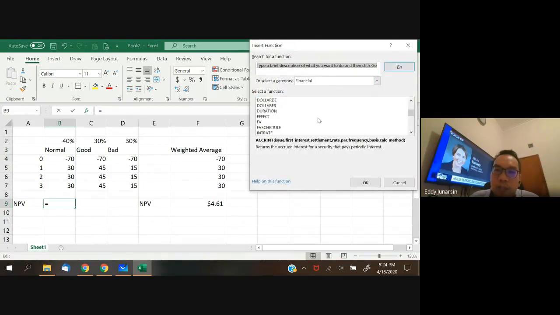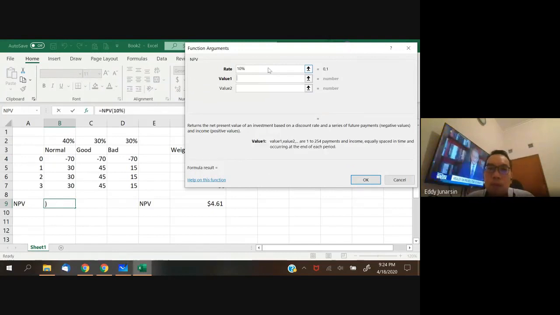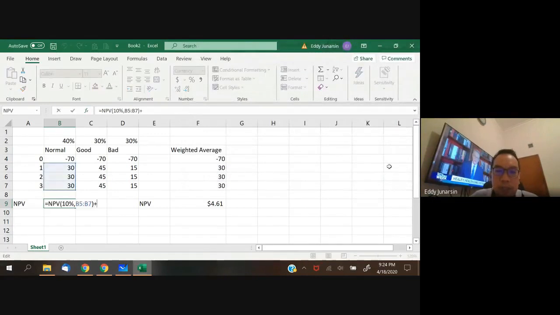So the financial NPV, the cost of capital is 10%, then the values, again we block from the first cash inflow to the last, not from the initial investment. But then the result has to add the initial investment.